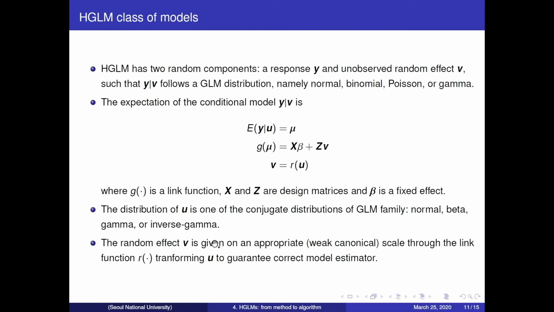The distribution of U is one of the conjugate distributions of the GLM family, including normal, beta, gamma, or inverse gamma. Therefore, the random effect V is given on an appropriate canonical scale through the link function r, transforming U to guarantee a correct model estimator.